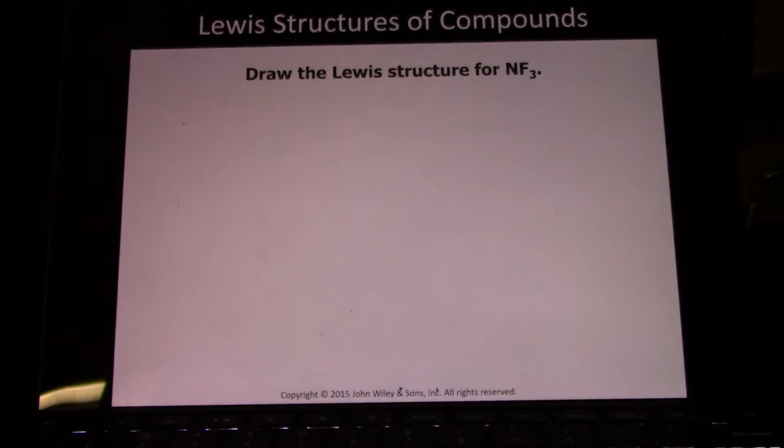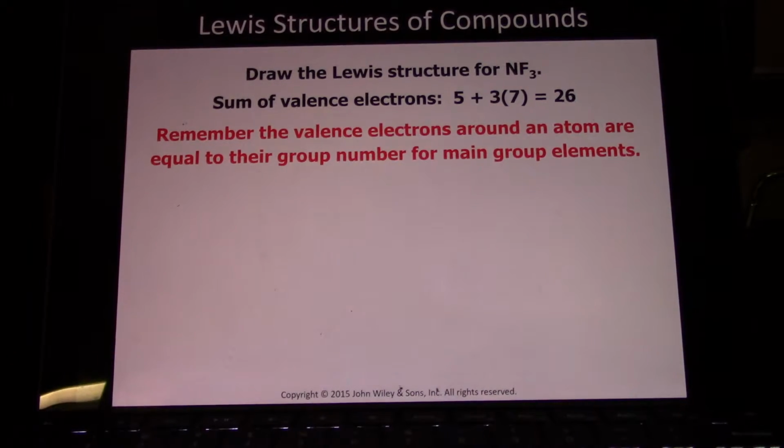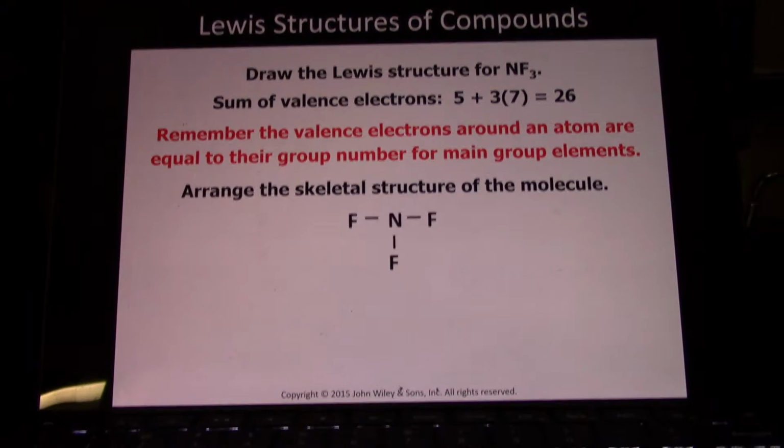So let's do nitrogen trifluoride. Nitrogen is in group 5, fluorine's in group 7. There's 3 fluorines, so 3 times 7. We have 26 total valence electrons to work with. We draw our skeletal structure.